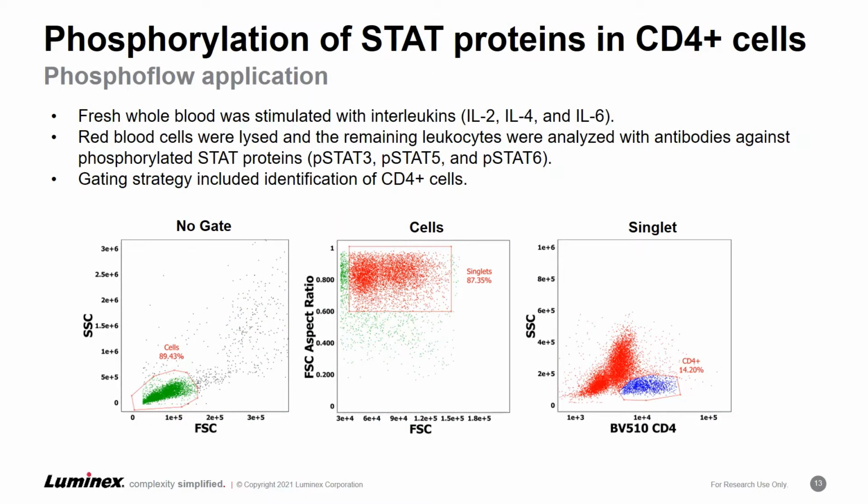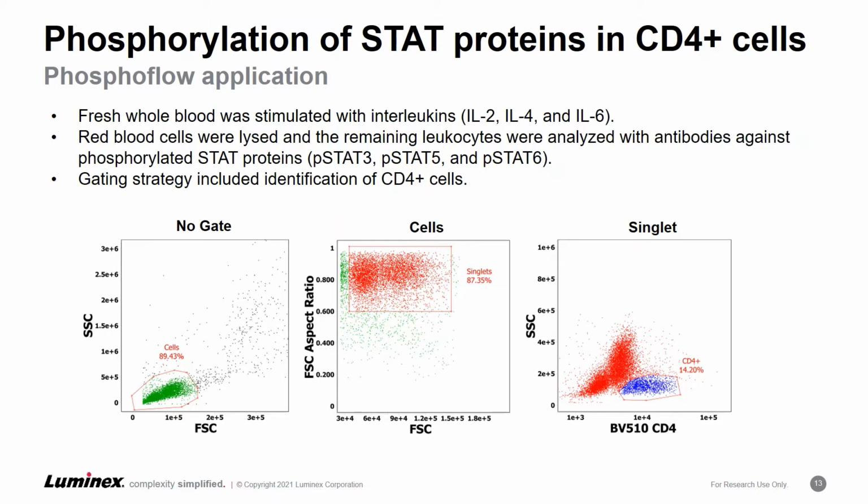In this study, we use the CellStream to monitor the phosphorylation of signal transducer and activator of transcription, or STAT proteins, which are transcription factors that migrate to the nucleus upon phosphorylation and alter gene expression. STAT proteins are known to be stimulated by certain cytokines, such as interleukins. STATs 3, 5, and 6, which have been associated with prognosis in cancer and other malignancies, were simultaneously monitored in CD4 positive T cells in these experiments.